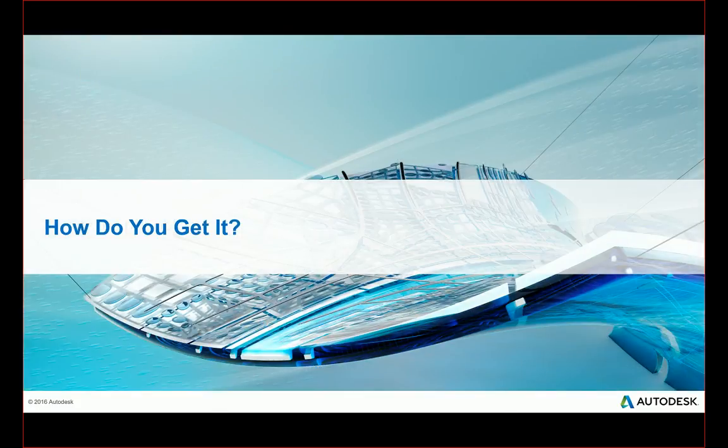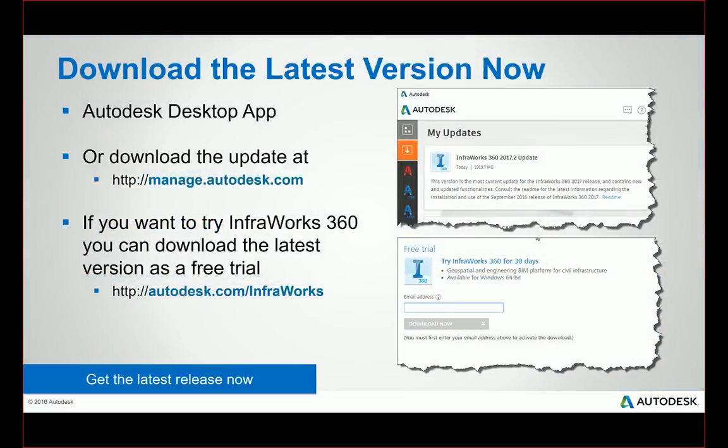Alright, so those are all of the new features from InfraWorks 360. Now, if you're already a user or if you're not, here's how you can go about getting the latest versions. You can either use it through the desktop app if you have access to that. You can also download it from the manage.autodesk.com area from your account.